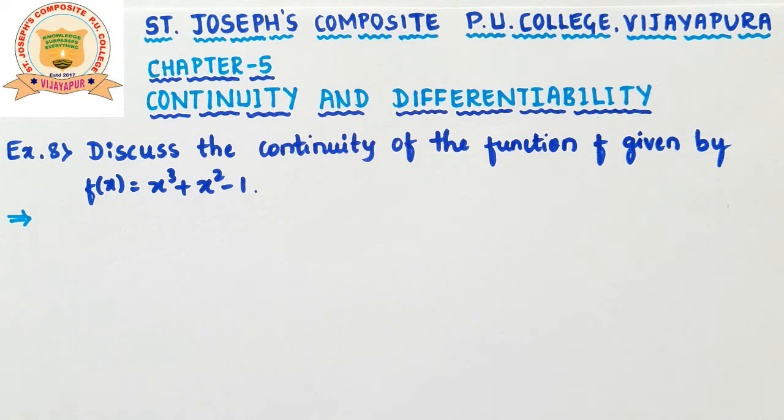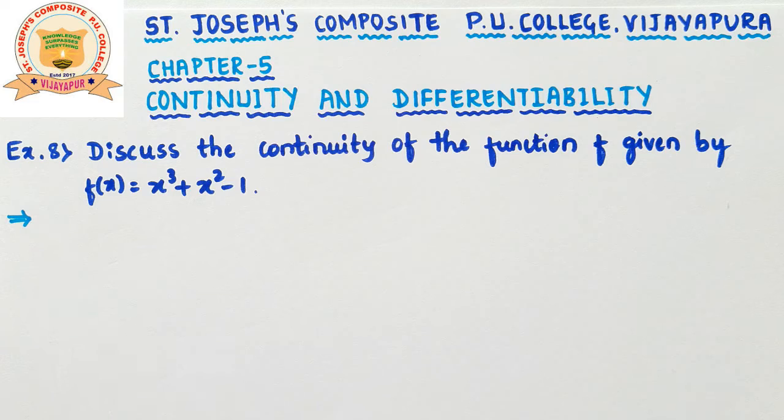We will start this session with example number 8. Discuss the continuity of the function f given by f of x is equal to x cube plus x square minus 1. Here, at which point do we have to find the continuity of the given function? They are not given. So, what do we have to do now? We have to check the continuity of the function at each and every point of its domain.